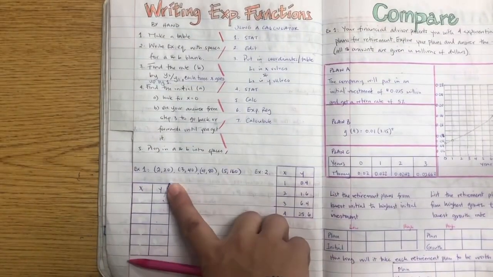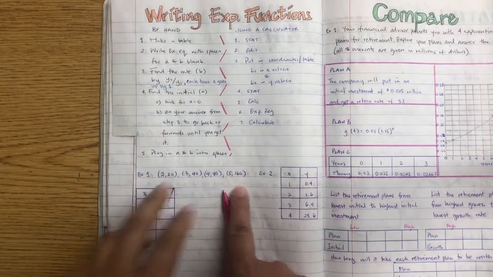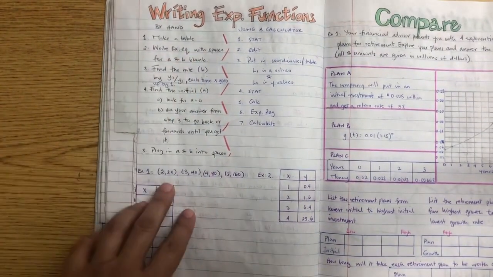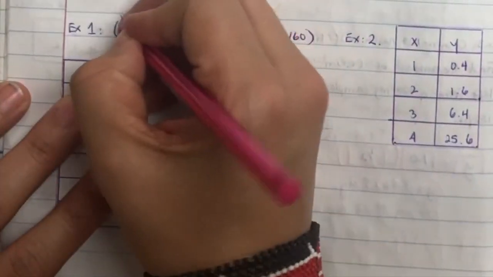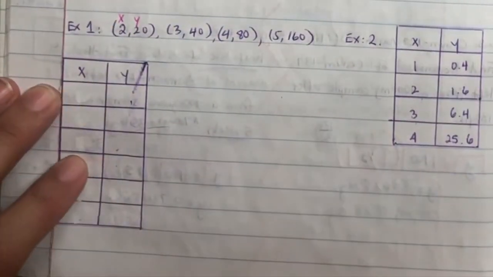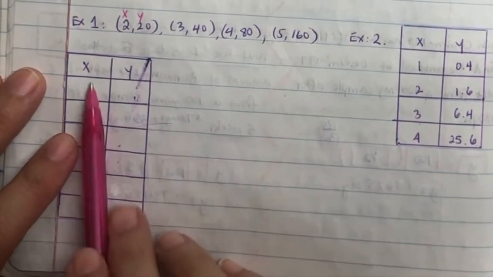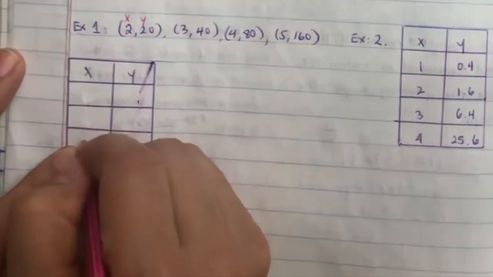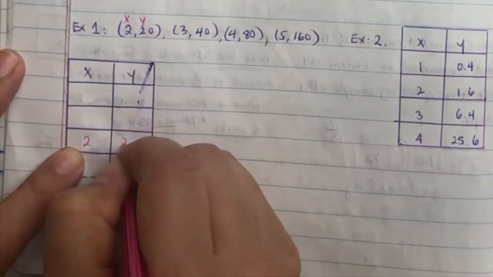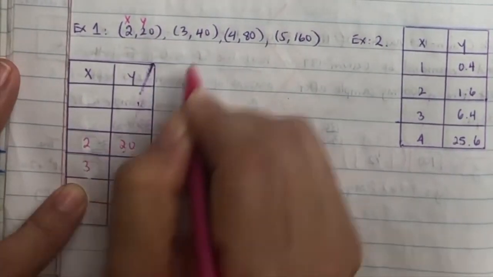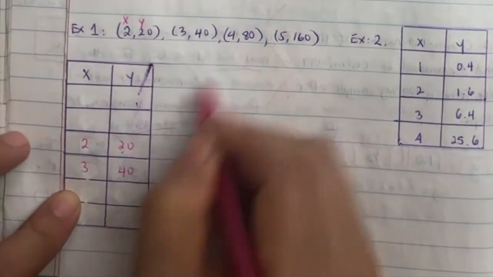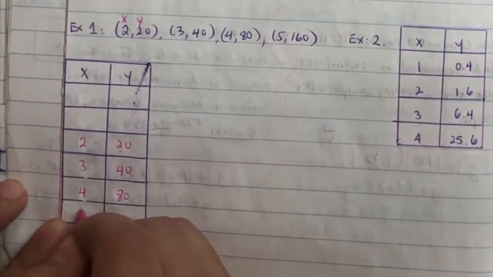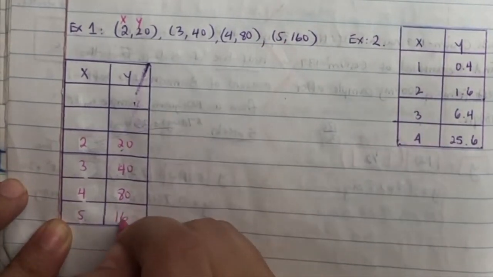All right, so example 1, you're given coordinates, right? If you're doing it by hand, you first make a table. So let's go ahead and make a table. So this is my x value, this is my y value for all of them. Okay, I'm going to leave a couple of spaces here and you'll see why in a little bit. So my x value is 2, my y value is 20. My x value is 3, my y value is 40. My x value is 4, my y value is 80. My x value is 5, my y value is 160.